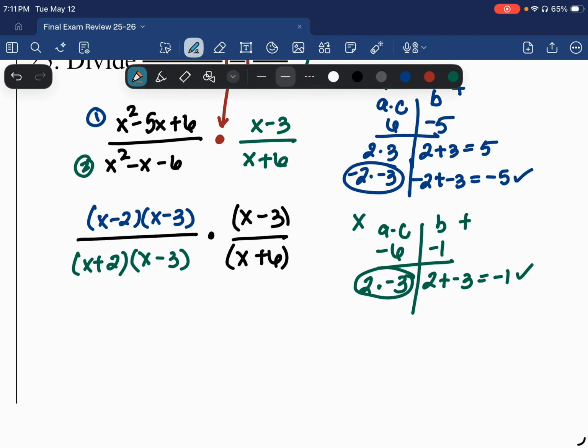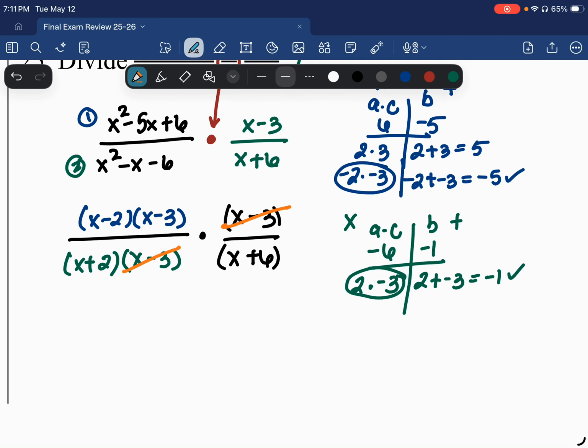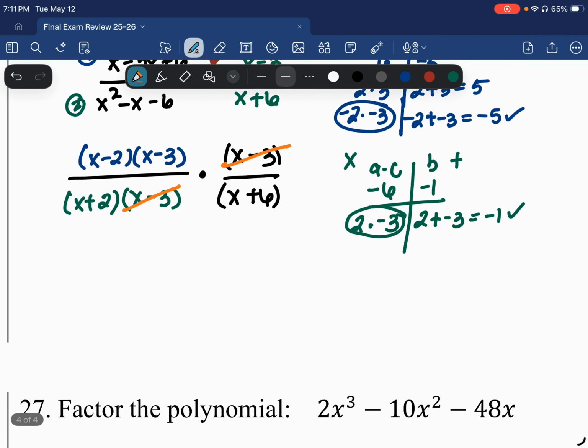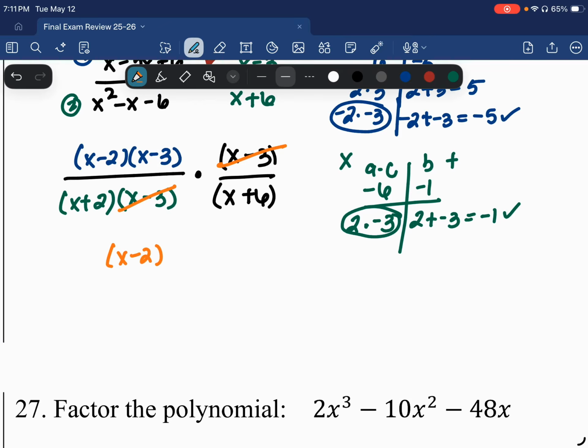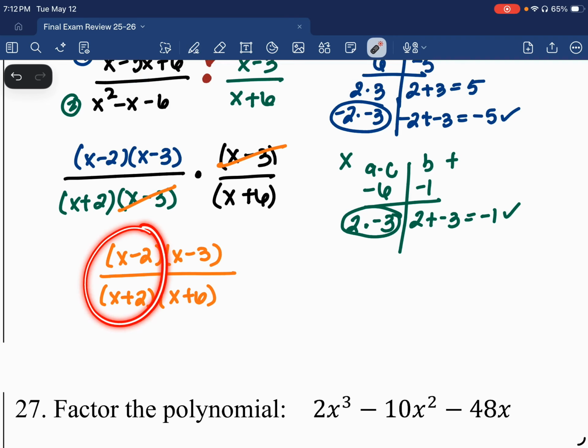That's not going to make 1. So you can either cancel those 2 or you can cancel these 2, but you can only cancel 2. I don't have enough to get rid of the other x minus 3. And then there's nothing else that is like. So in the numerator, we have x minus 2 times x minus 3. And then in the denominator, we have x plus 2 and x plus 6. We could not get rid of this factor because one's a minus and one's a positive.